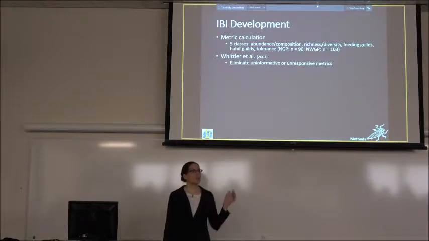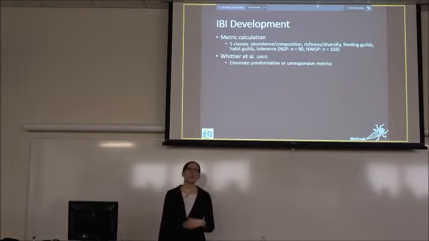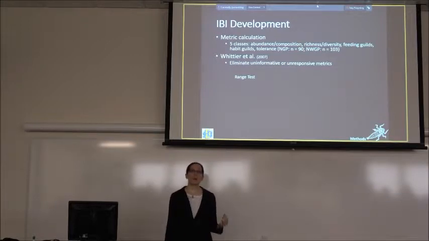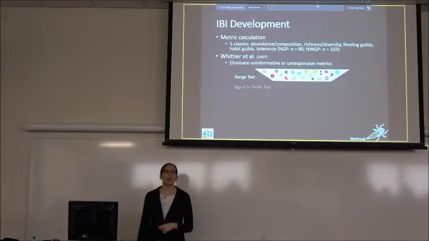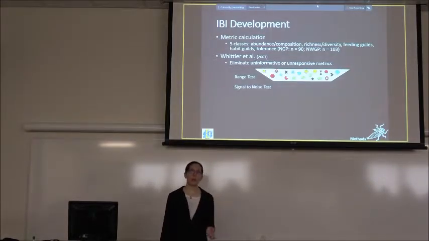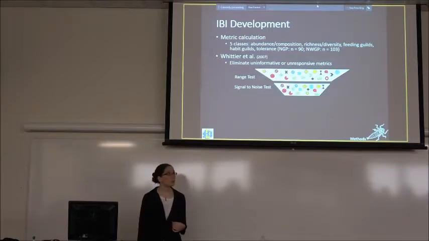And this was done using the Whittier et al. method from 2007, which is a series of 6 statistical tests that eliminate unresponsive or uninformative metrics. So first, we use a range test to eliminate metrics that have small ranges and can't distinguish between sites very well. We also use a signal to noise test to look at the variability in our metric values over space and time, and highly variable metrics were also eliminated.